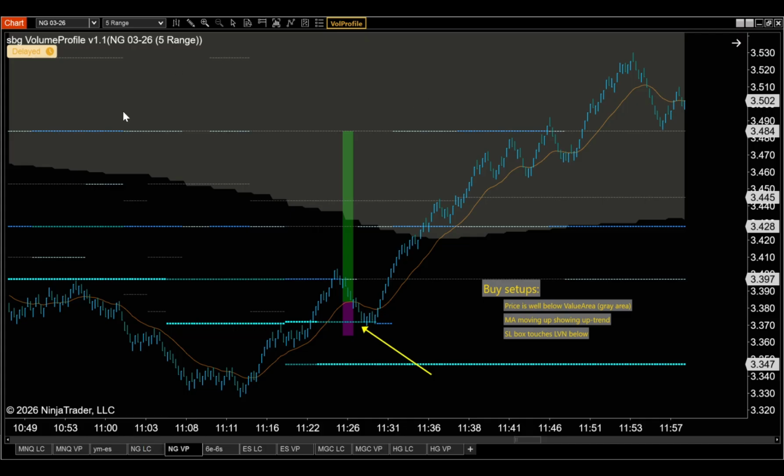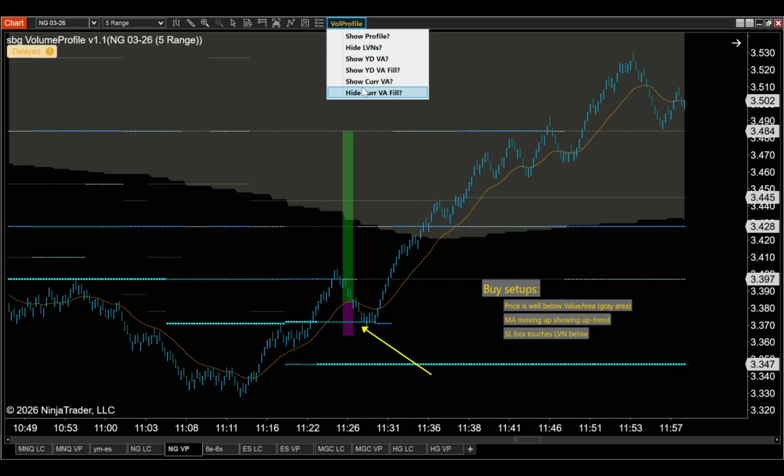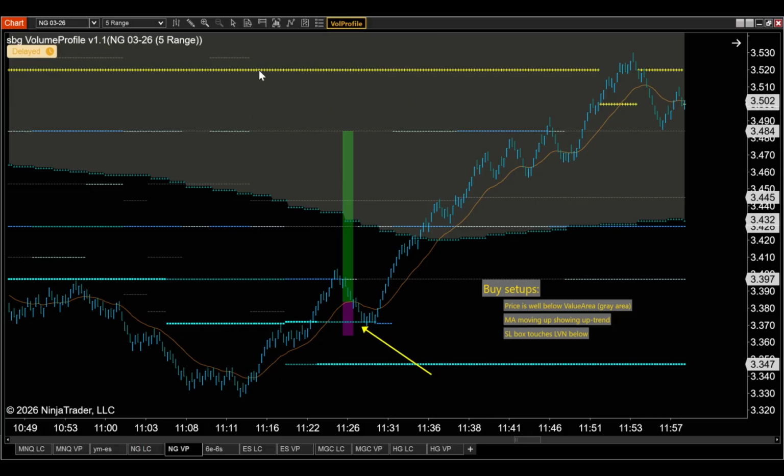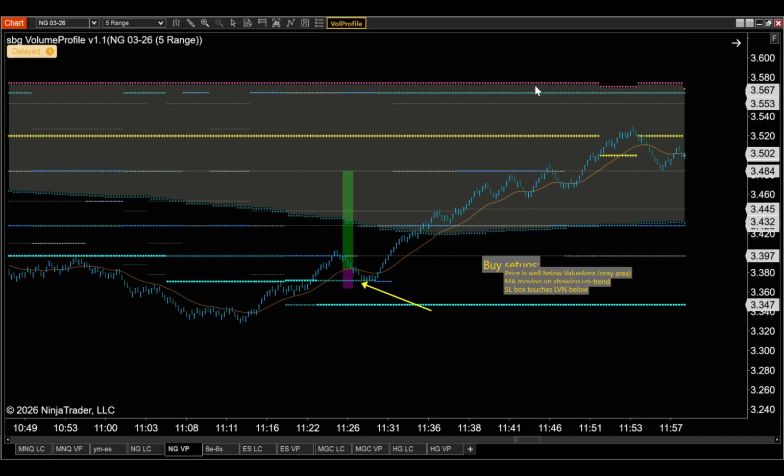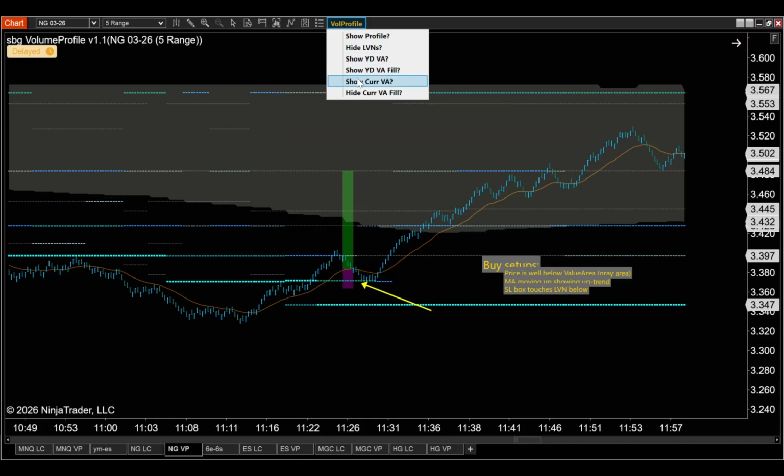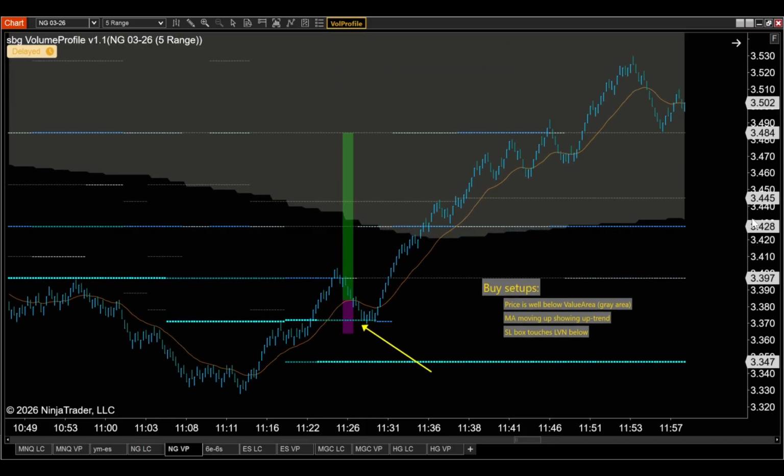This gray area up here is produced by volume profile, and it is the value area. So this level down here is the value area low, the edge of this gray area into the black. Above that is the value area, and you can turn on the edges if you like. The edge is this blue area. The point of control is right here in the value area, and the value area high is up here. But we're going to turn those off for now, because what we're looking at is low volume nodes.